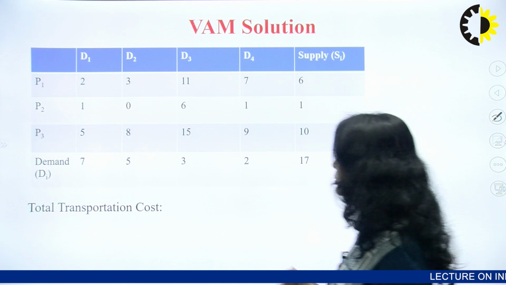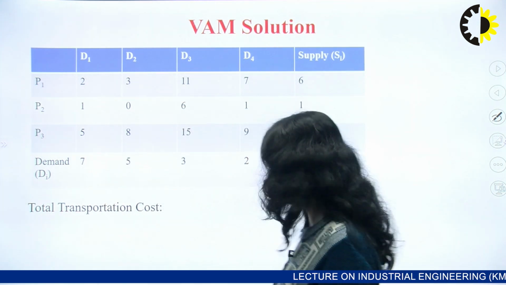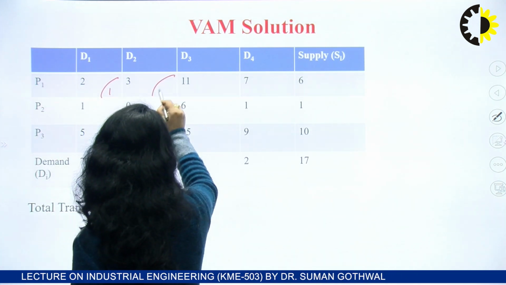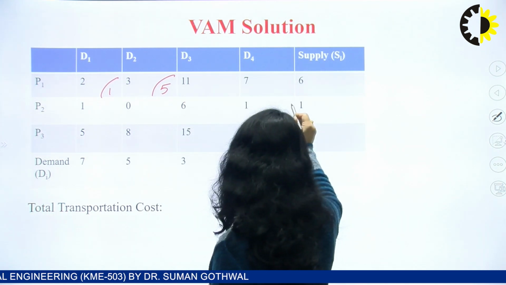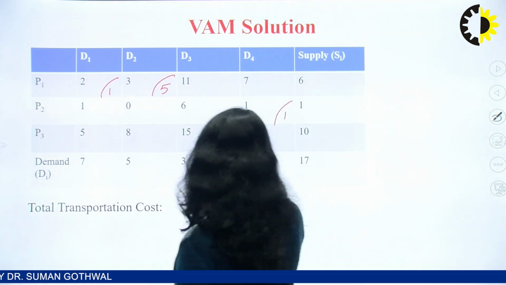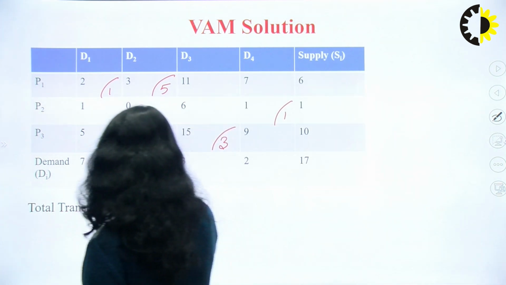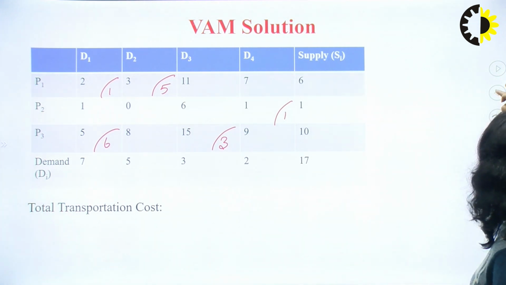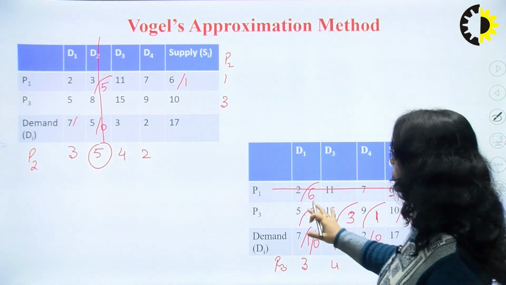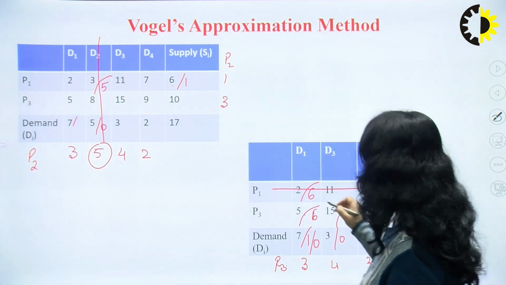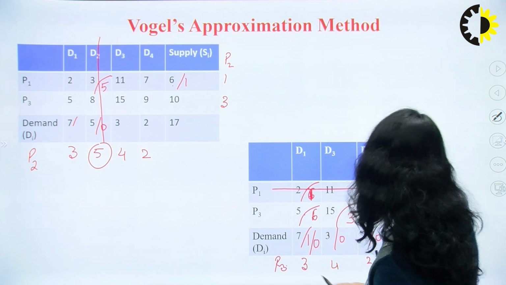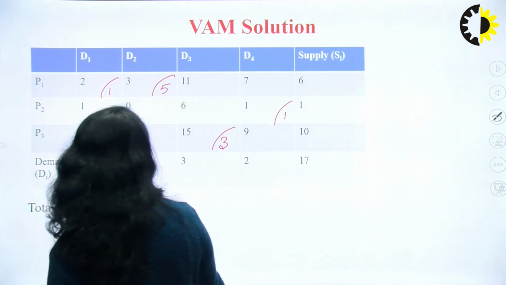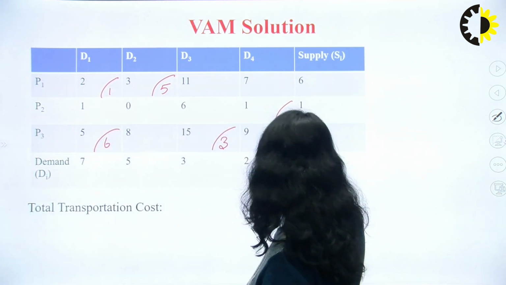Now we will use all the allocations to find out the transportation cost. So what we have assigned here, it was 1, it was 5, it was again 1, it was 3, it was 6. These were the allocations basically. Now we can find out the transportation cost.